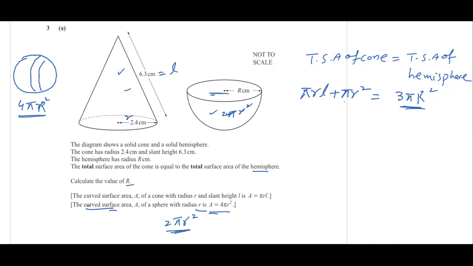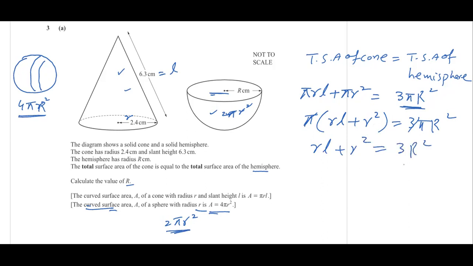Pi from both sides, take the common and you can eliminate it. Get rid of it. So pi, take common from this side, R L plus R square equal to 3 pi R square. So pi is same on both sides, will cancel. I am left with RL plus R square equal to 3 R square. Now I want to calculate the value of R. So take 3 also to the other side. It will be RL plus R square over 3 equal to R square.